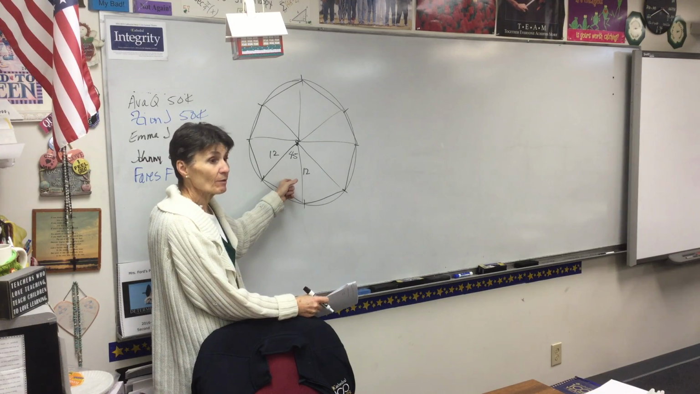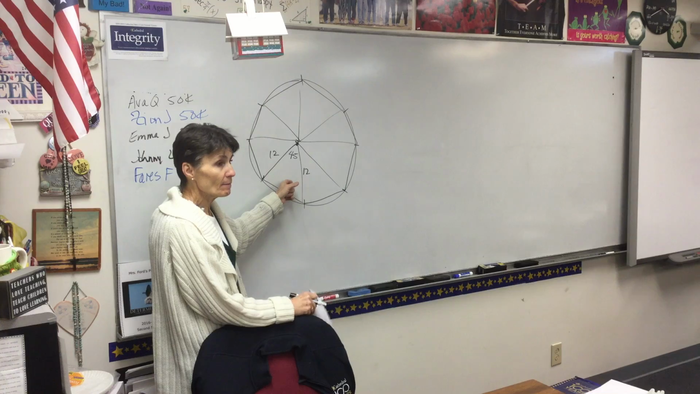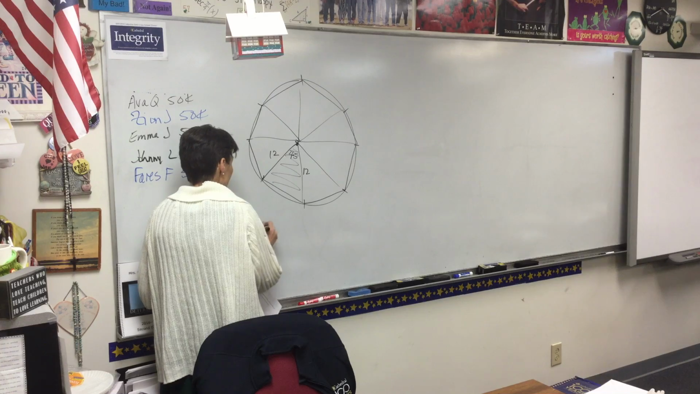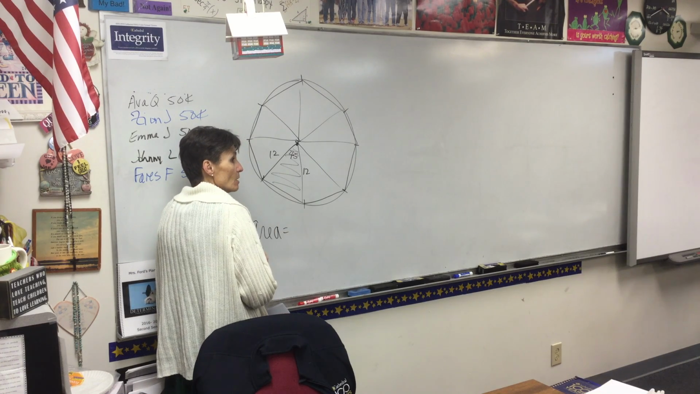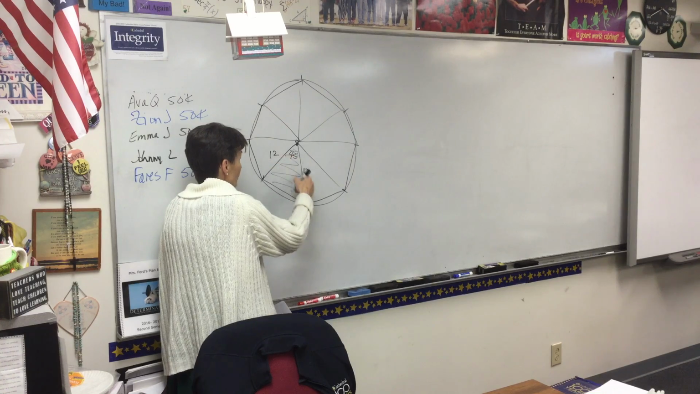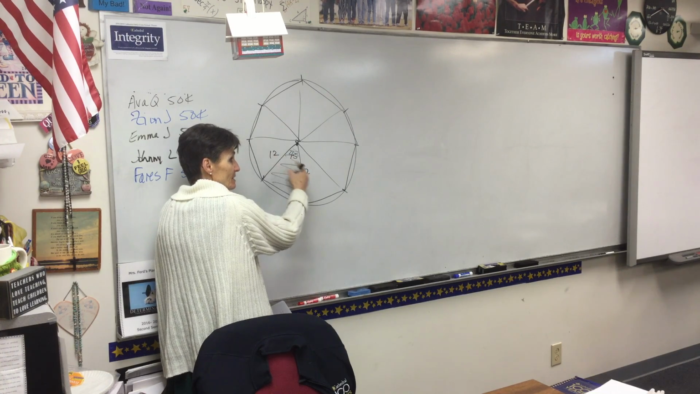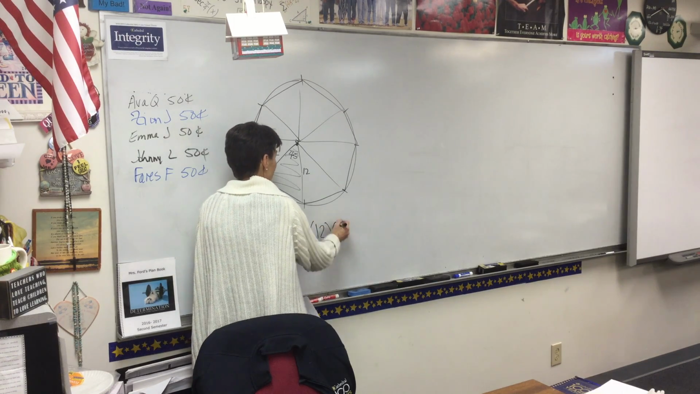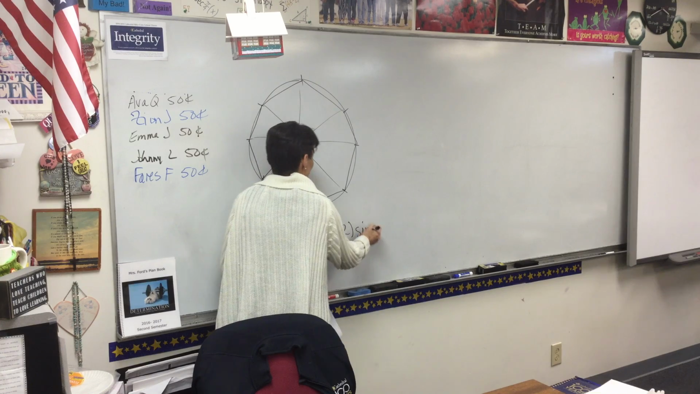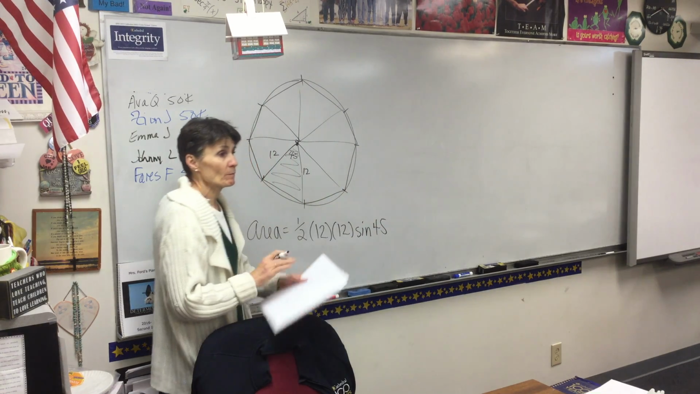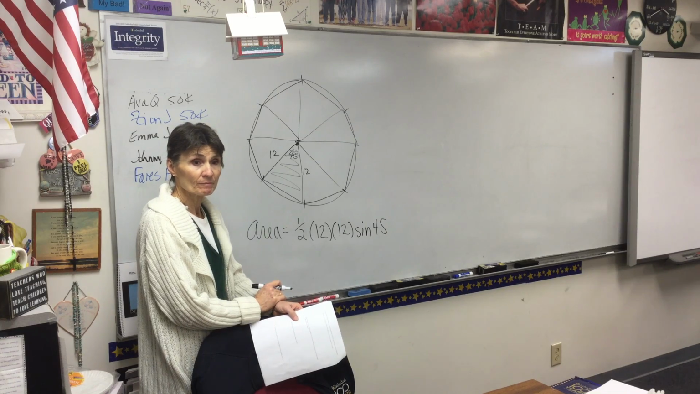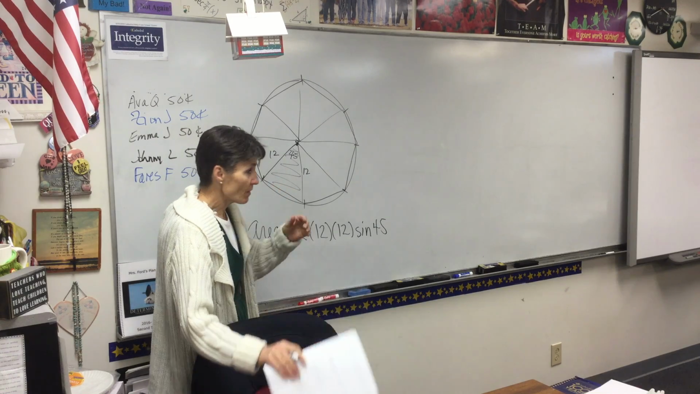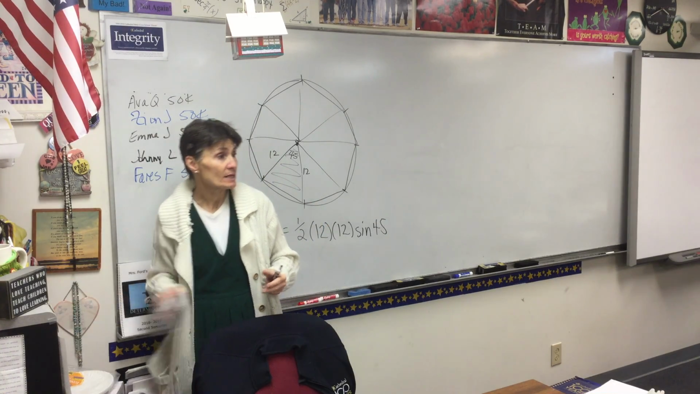Now, I want the area, right? Don't I want the area? So if I look at this triangle right here, and think about my area formulas, what is the appropriate area formula for this given situation? 1/2 times 12 times 12 times sine 45. Remember your formula, 1/2 side, side, sine? And you got the perfect setup there, right? Perfect.